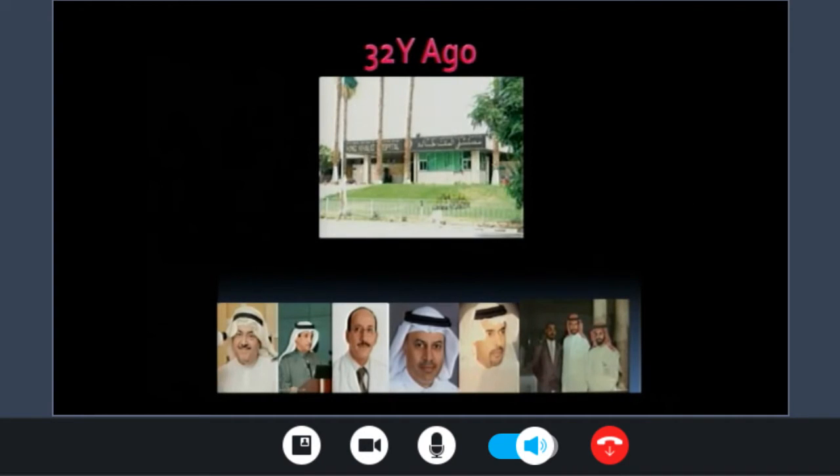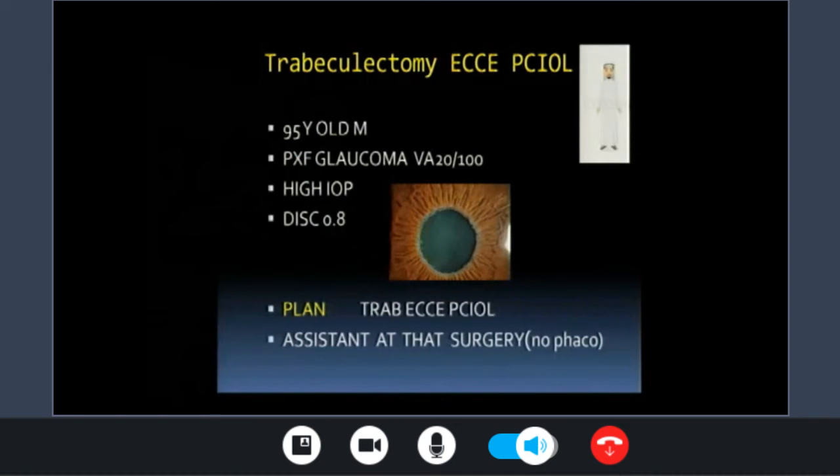This was 30 years ago when I was working in the south of Saudi Arabia, and their senior consultants now were residents at that time in the King Saud Fellowship Outreach Program. I think you know most of them. This is one case there: a 95-year-old male with pseudoexfoliation glaucoma. His vision was 20/100. Alhamdulillah, he is not a single-eye patient. The other eye was good and controlled on medication. He had high intraocular pressure and advanced disc damage.